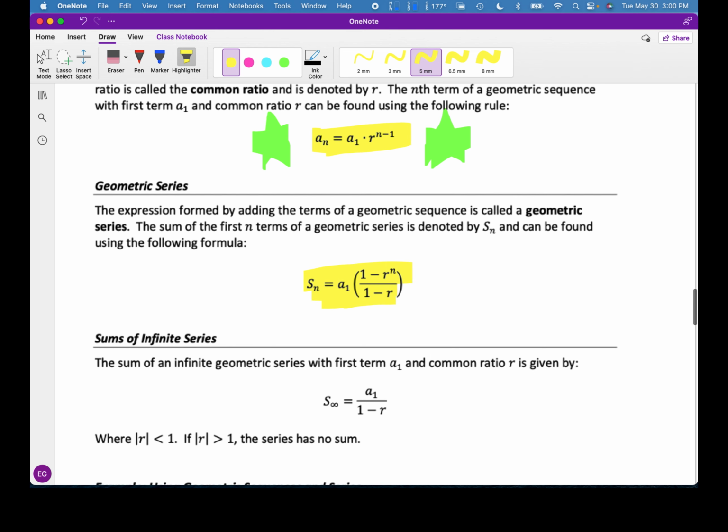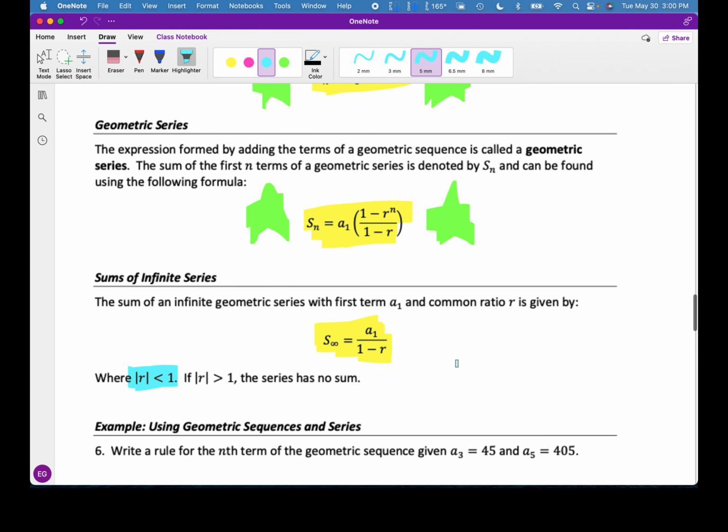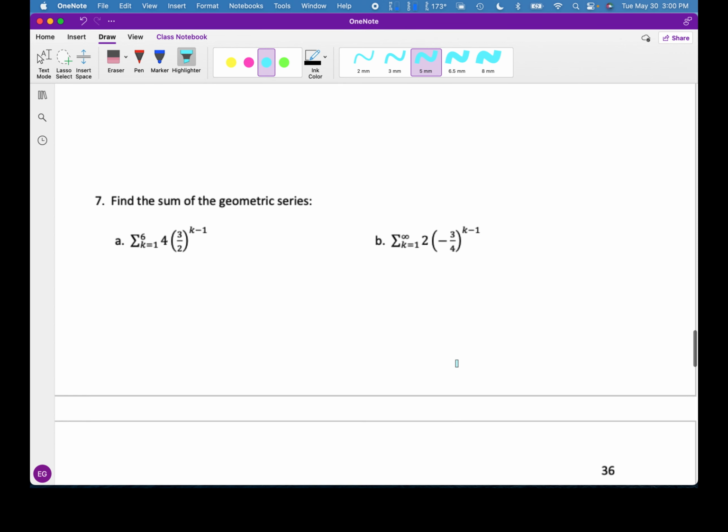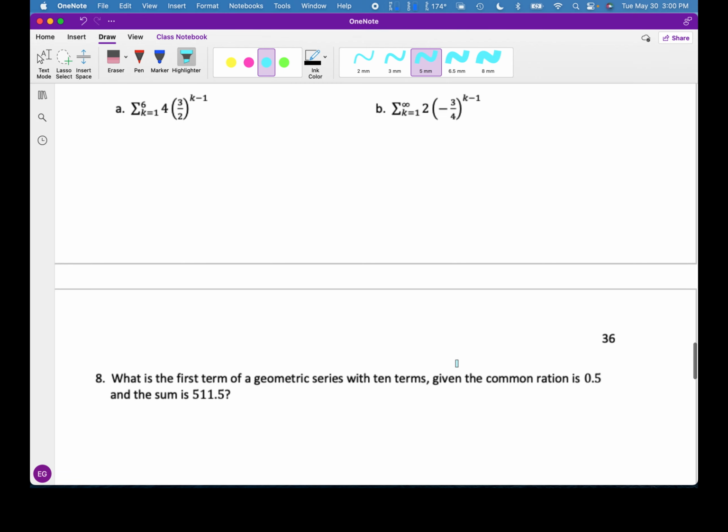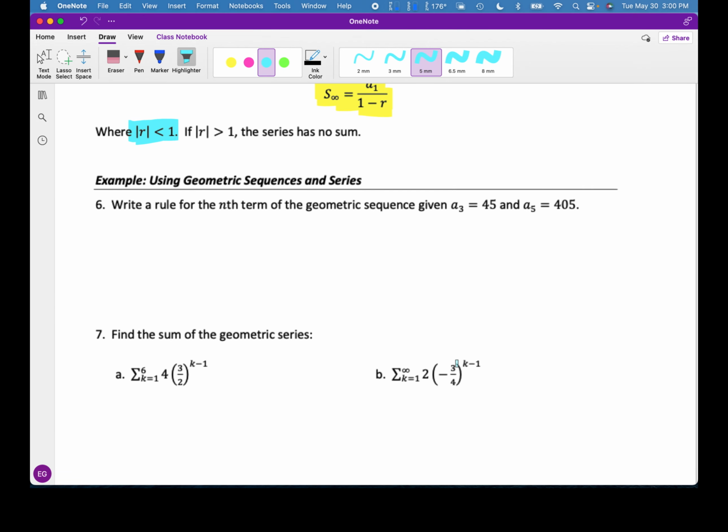And there's 2 different variations of this one. So one is for just any old sum, and one is for something called an infinite sum. And the infinite sum only works if your R value is between -1 and 1. So again, you just got to memorize those and be familiar with them. So same exact idea as before. We're going to write a rule for the geometric one.